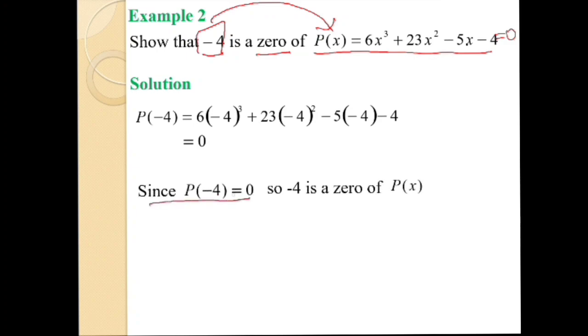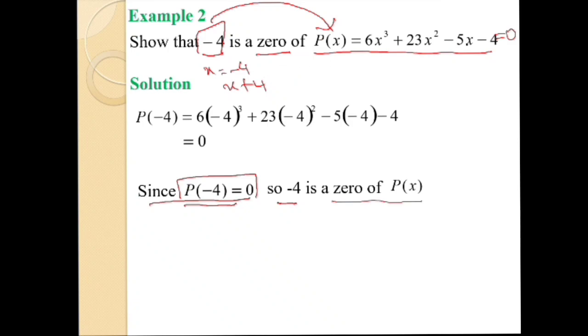You have to write a little bit of conclusion showing why it is a zero, by stating that since p of negative 4, the polynomial when you substitute negative 4 inside it, is equal to 0, negative 4 is a zero of p(x). So it's very simple to show it's a zero of a polynomial. You also do the same thing if the question wants you to show that x equal to negative 4 is a root of the polynomial, or x plus 4 is a factor of the polynomial.